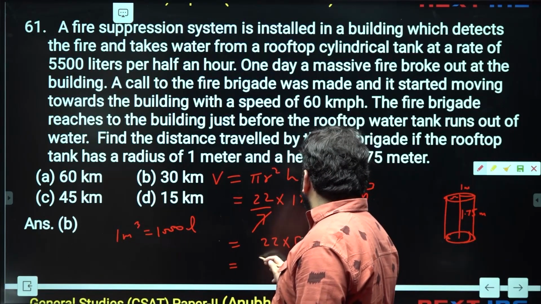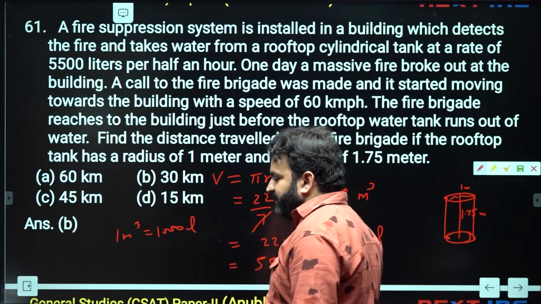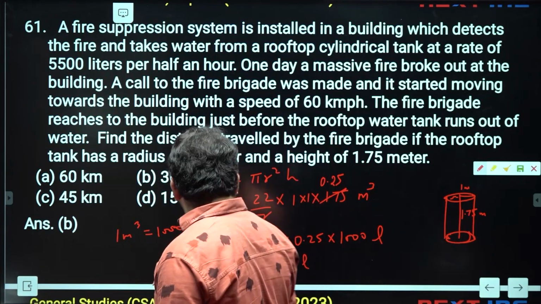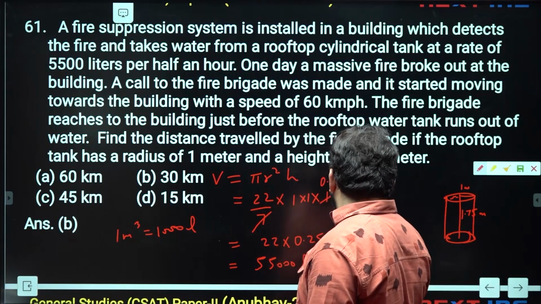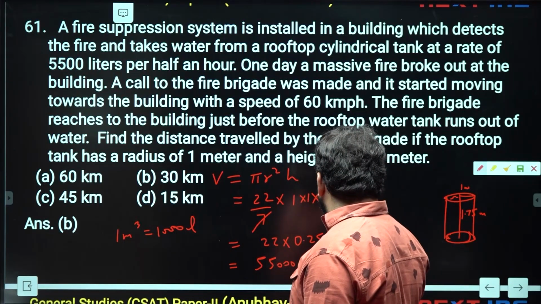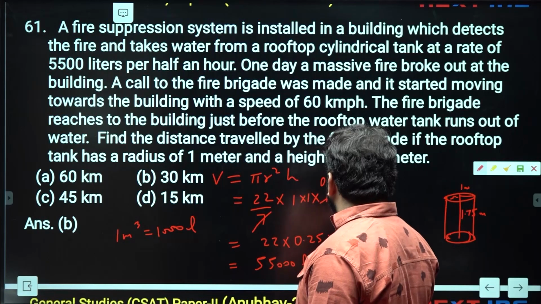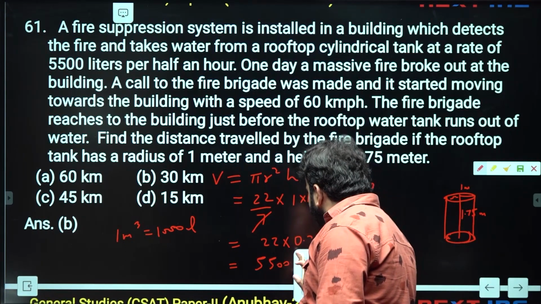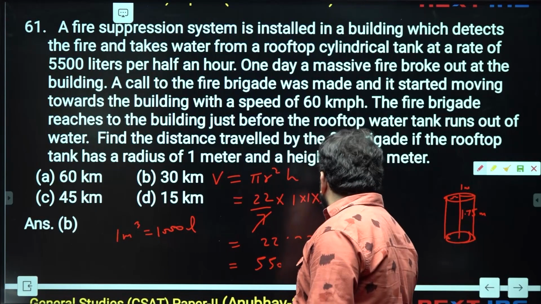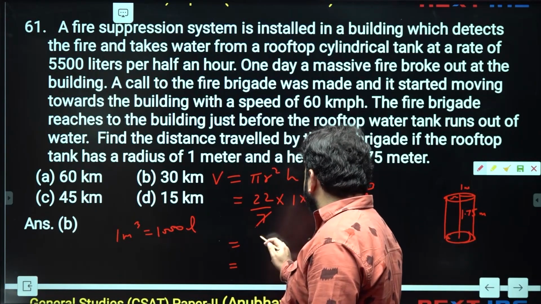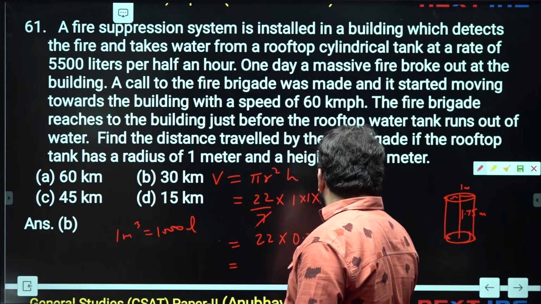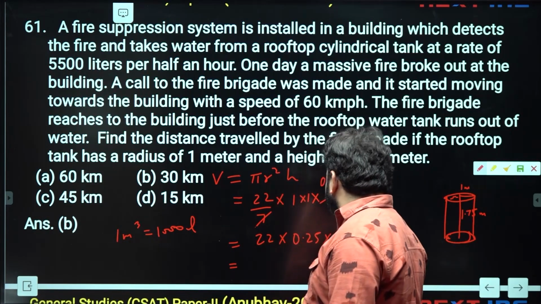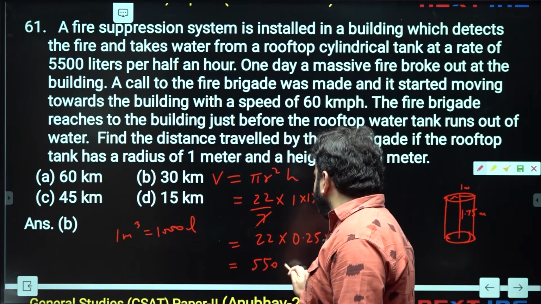So now here this one becomes 5500 liter. So this is 5500 liter.